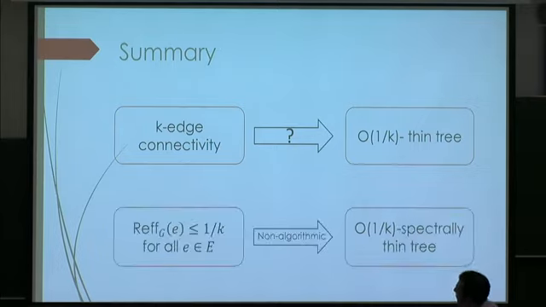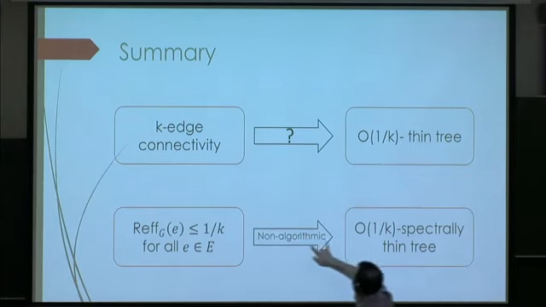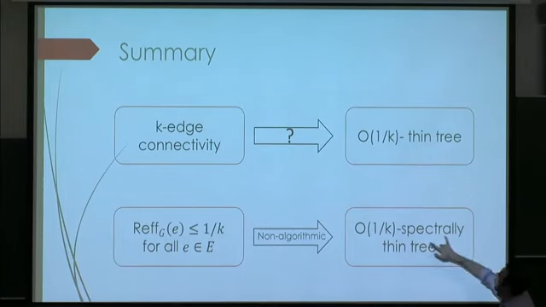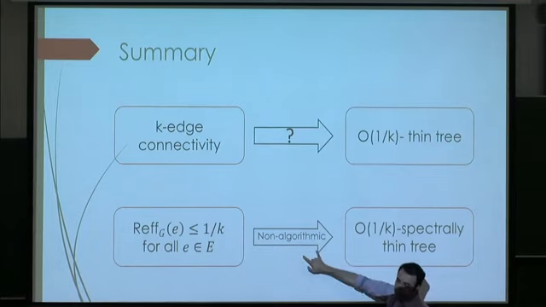We can come up with a spectral version that we can prove. So if the effective resistance is less than or equal to 1 over K, we can find an O of 1 over K spectrally thin tree. Our proof for it is non-algorithmic.